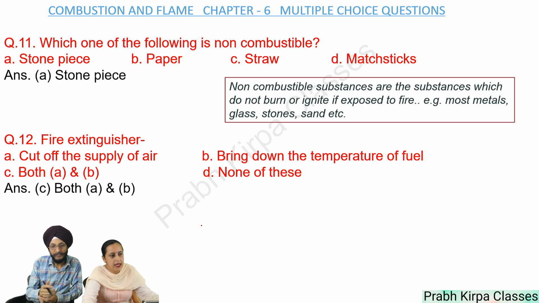Next, question number 11. Which one of the following is non-combustible? A. Stone piece. B. Paper. C. Straw. D. Matchsticks. Answer is stone piece.